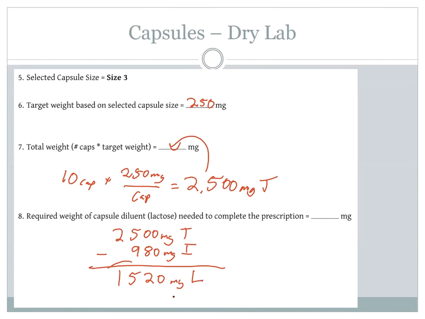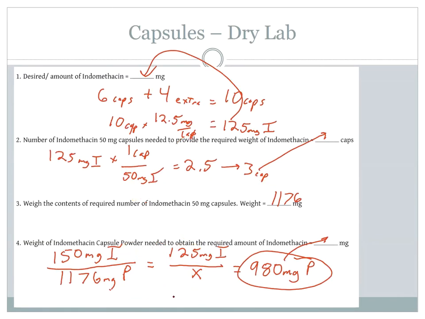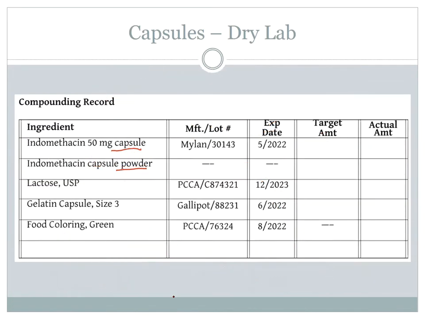So these are my targets. That's my target weight for my lactose that I'm going to add to my target weight of my indomethacin powder. And that combined would give me a total weight of 2,500 milligrams, which is enough weight to put 250 milligrams into each of 10 capsules. So let's go back and fill out our compounding record now that we know our target weights.